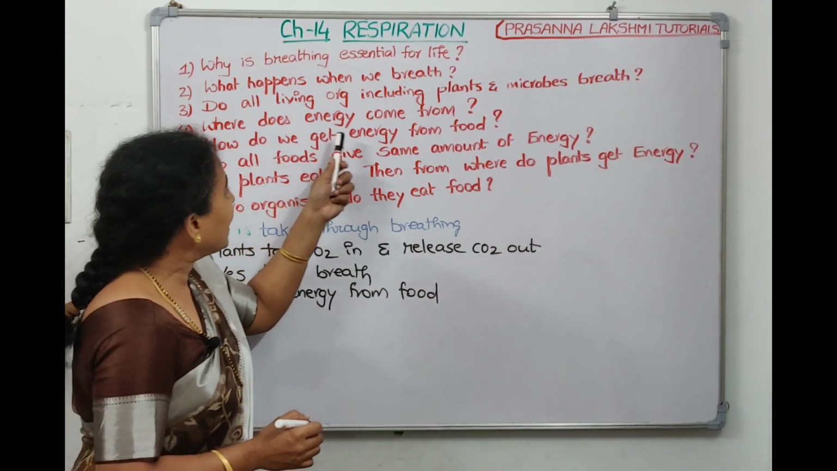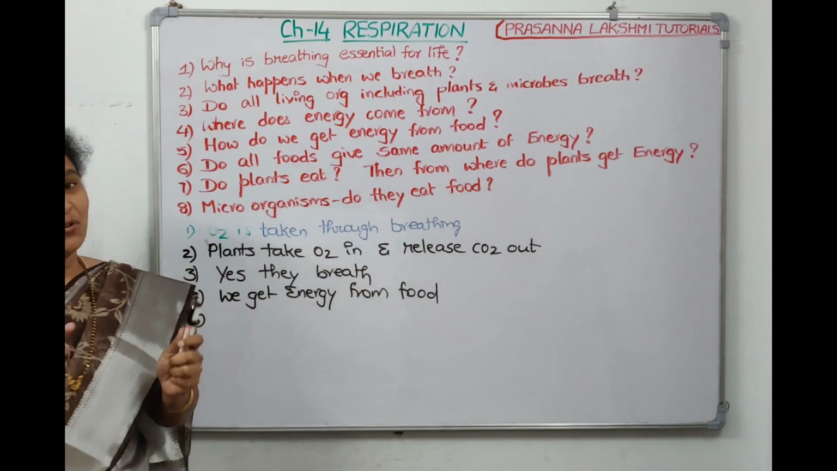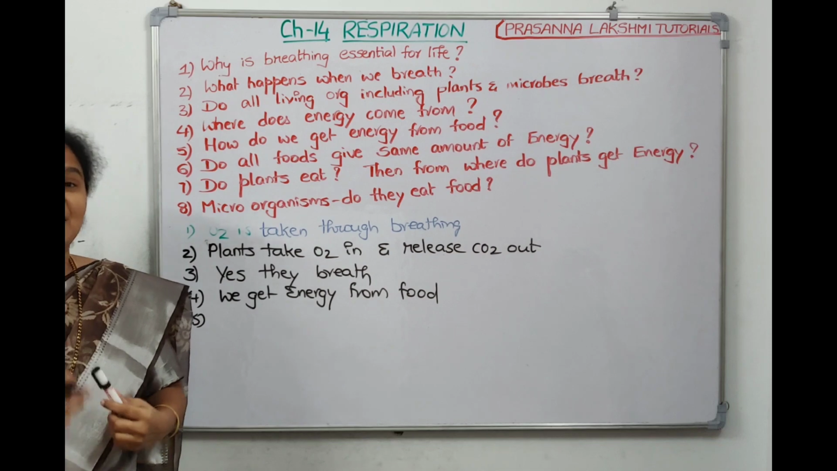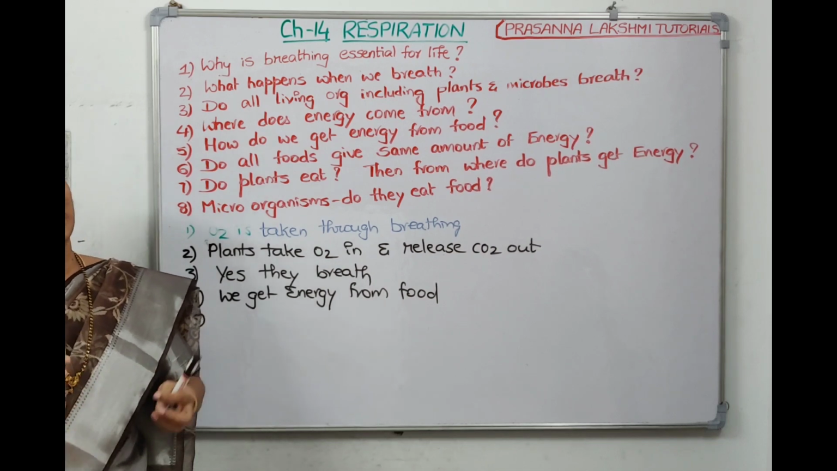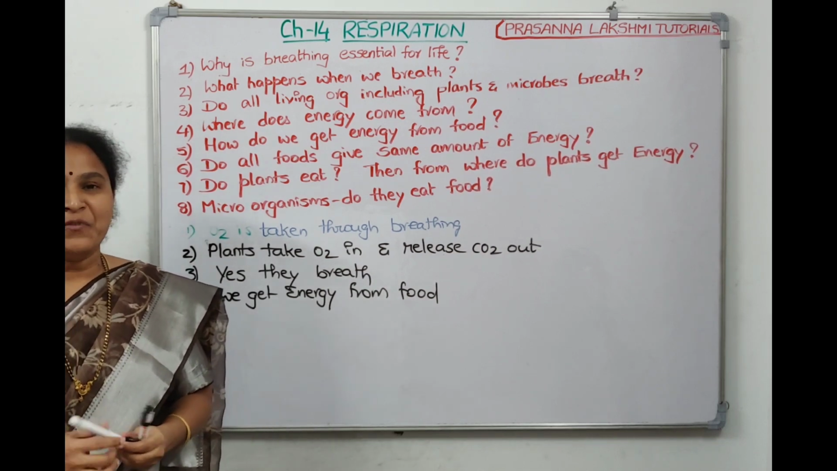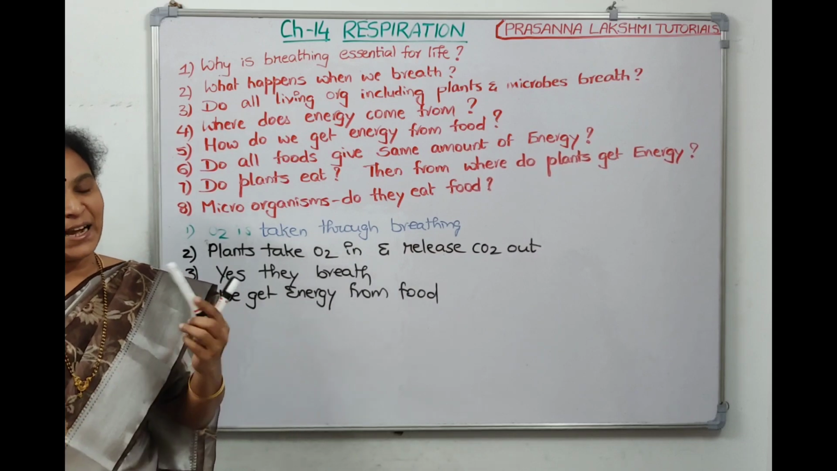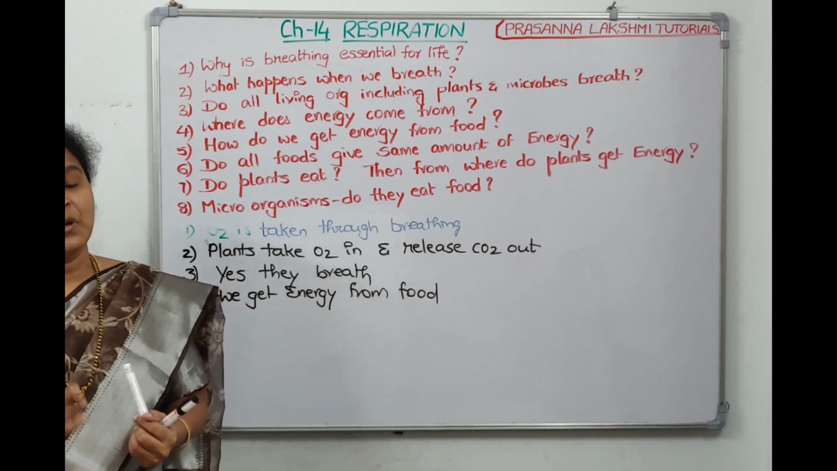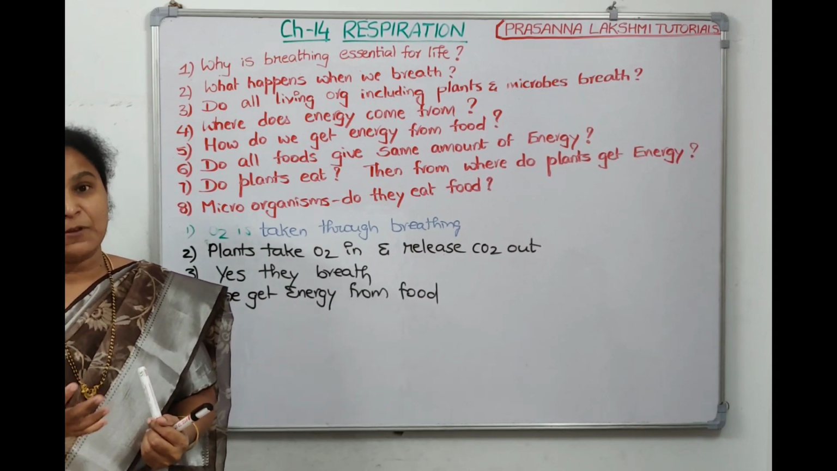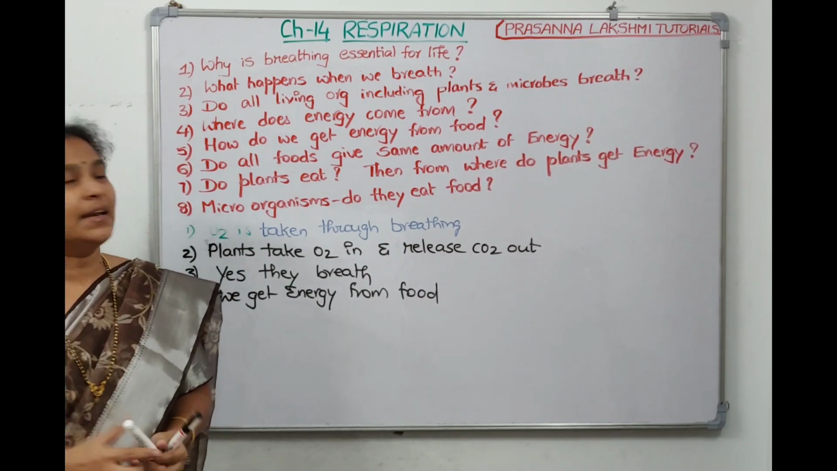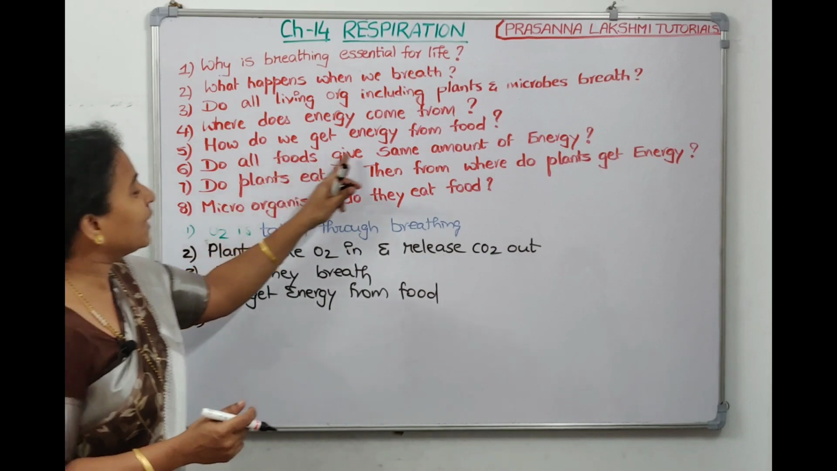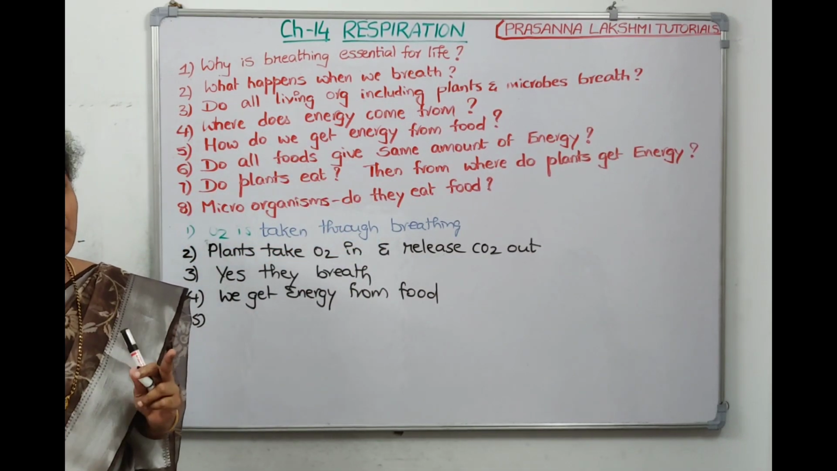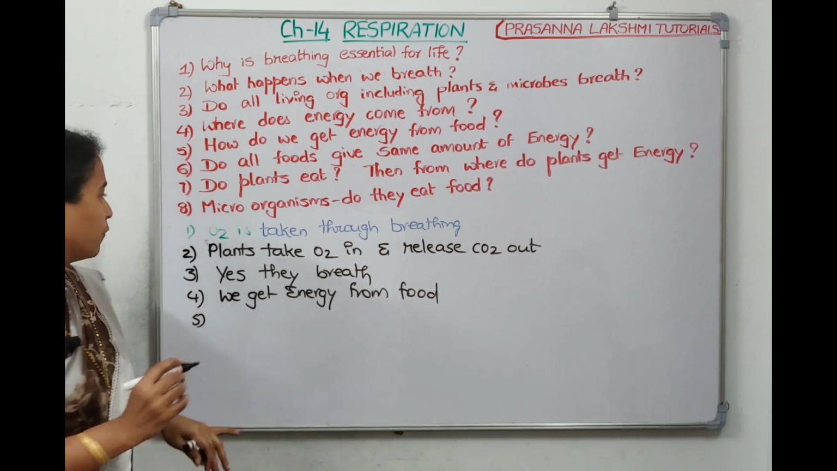Next question, question number 5. How do we get energy from food? Now we take the food, and we have the digestive system. Inside the digestive system, the food is broken down. When the food is oxidized, when the food is broken down, then we get energy. So how do we get energy from the food? By breaking the food in presence of oxygen. It's called oxidation of food.